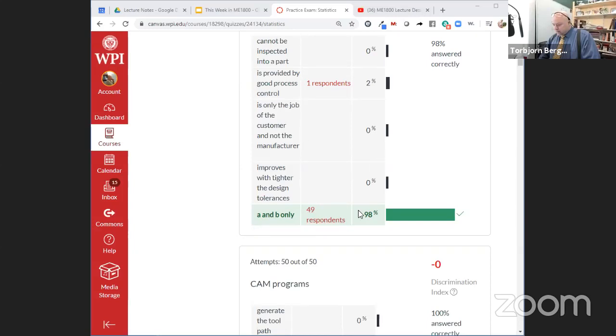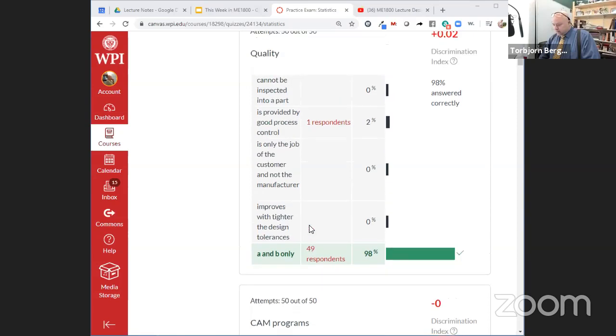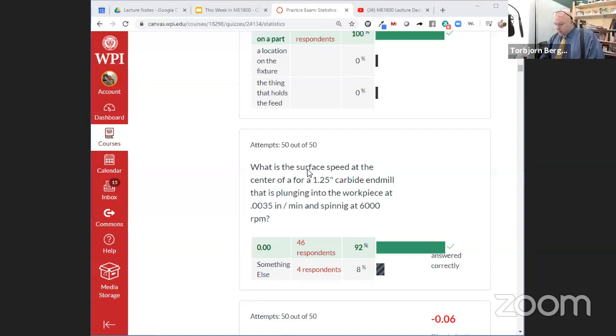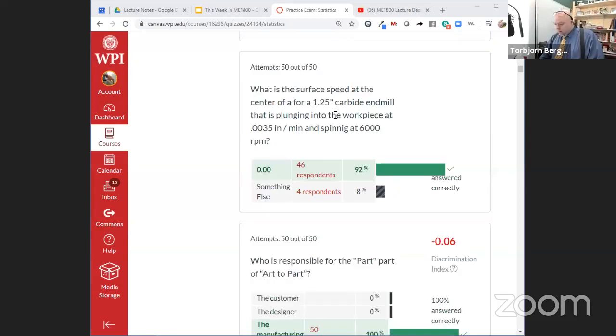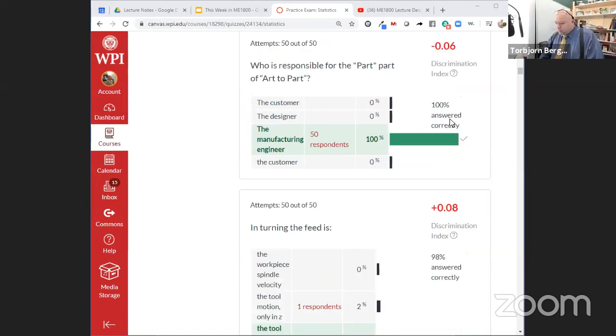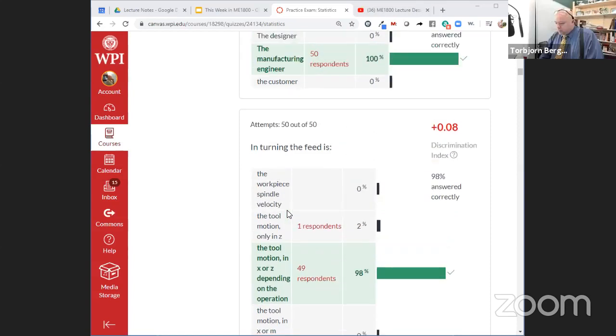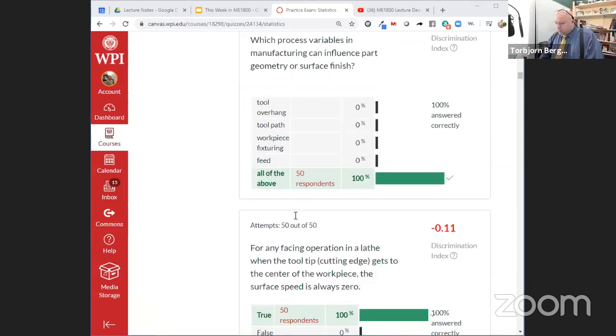Almost everybody's got this one correct here, quality question. And everybody's got this one right. In milling, a pocket is a feature on a part. Most everybody's got this one. Surface speed at the center of a carbide end mill is zero because the radius is zero, right? The designer is responsible for the art part of art to part. Most of you got the feed in turning. And so a lot of these are review questions. They were the same questions that were in the midterm quiz and that we saw earlier.